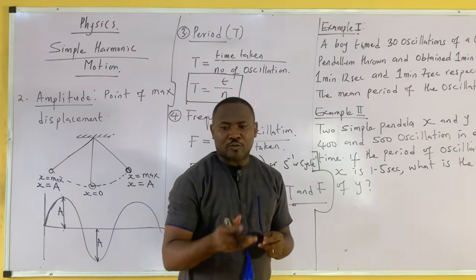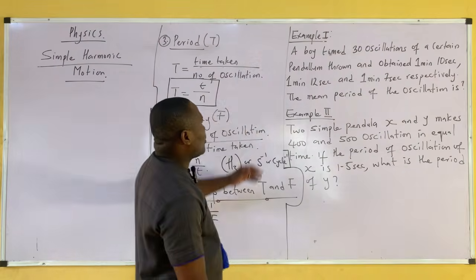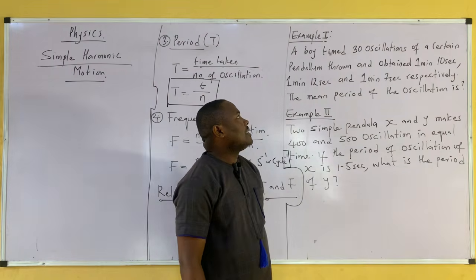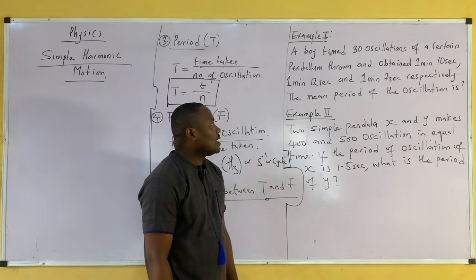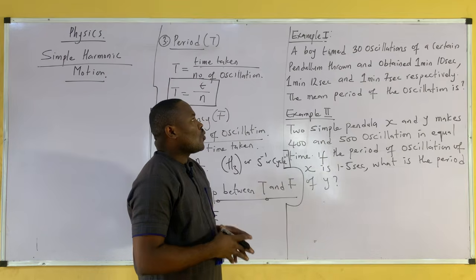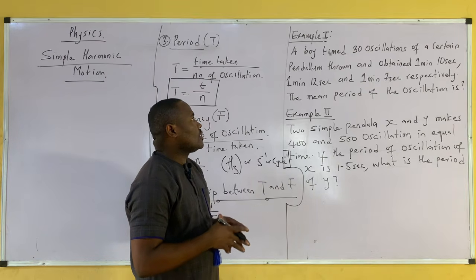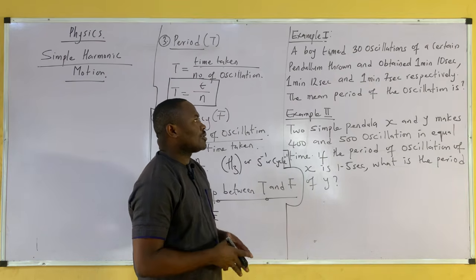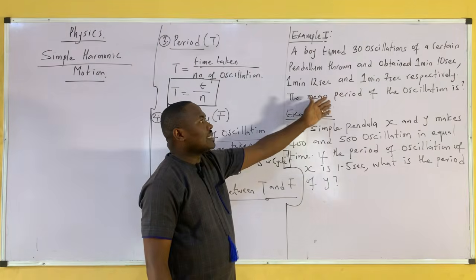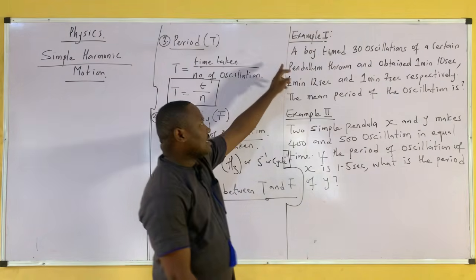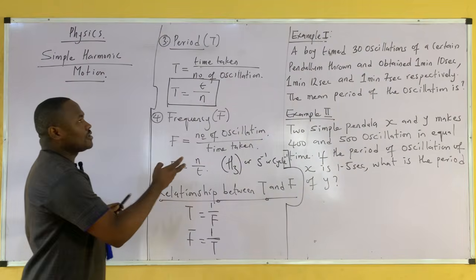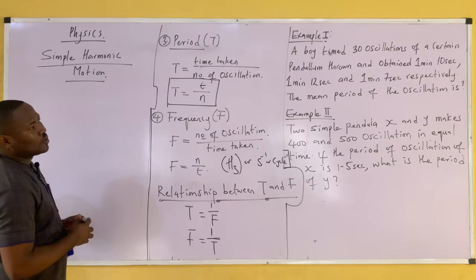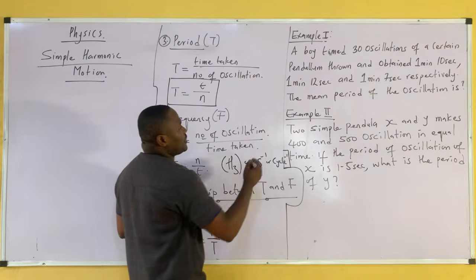Now we're looking at some questions that are tied to some of the ones we have discussed so far. Now let's look at number one. A boy timed 30 oscillations of a certain pendulum and obtained 1 minute 10 seconds, 1 minute 12 seconds, and 1 minute 7 seconds respectively. These are the time taken, and this is the number of oscillations. So we have first, second, and third, and he said we should calculate the mean period.